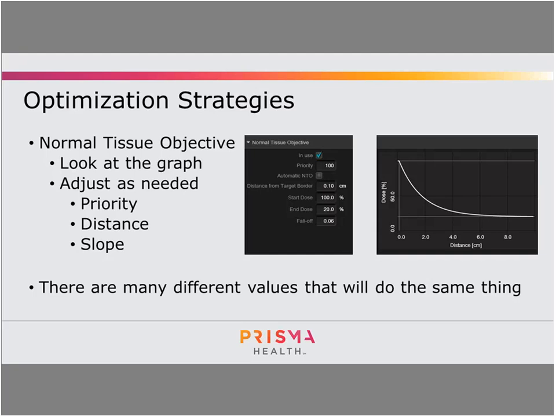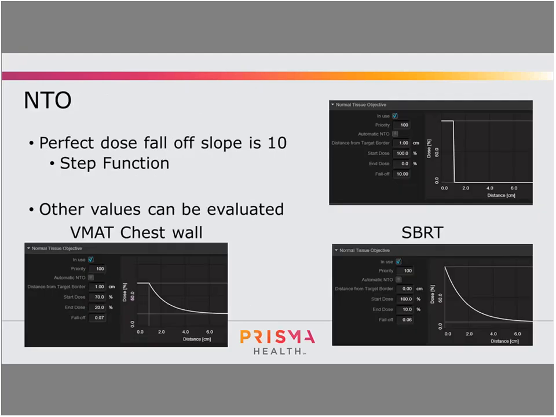The fall-off can be anywhere from 0 to 10, where 10 is basically straight up and down, which would be ideal, but we never can actually do. And I'm going to show a couple more pictures of different things that you can do with NTO. But in general, you have a lot of different options here, and different values can do the same thing, which is kind of an interesting feature. But just remember, look at the graph if you're worried.